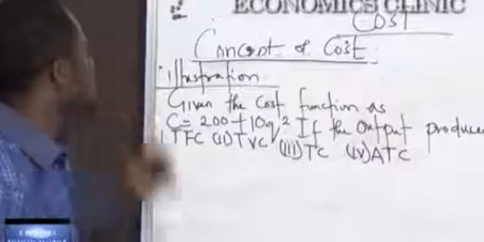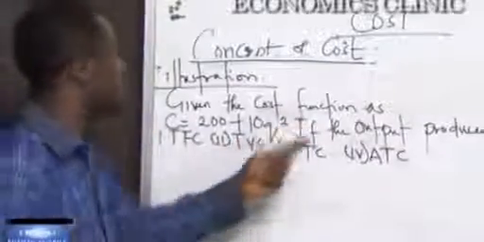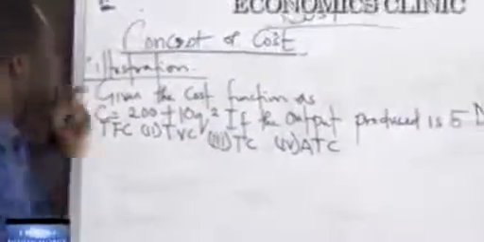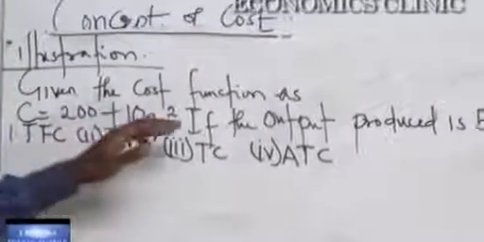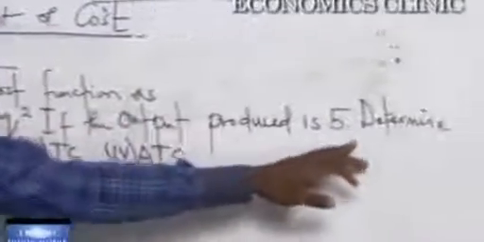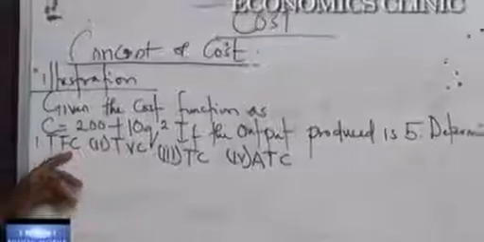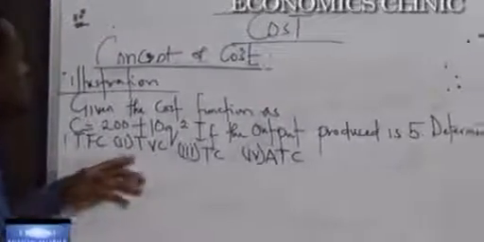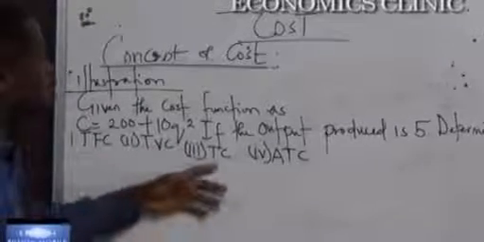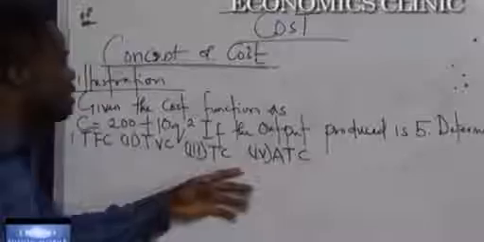Now, let's consider this example. Given the cost function as cost equals 200 plus 10q squared, if the output produced is 5, determine the total fixed cost, that is the TFC, which is also known as the short run fixed cost. Then you have TVC, which is total variable cost, which can also depict short run variable cost, then total cost, that is TC, or average total cost.